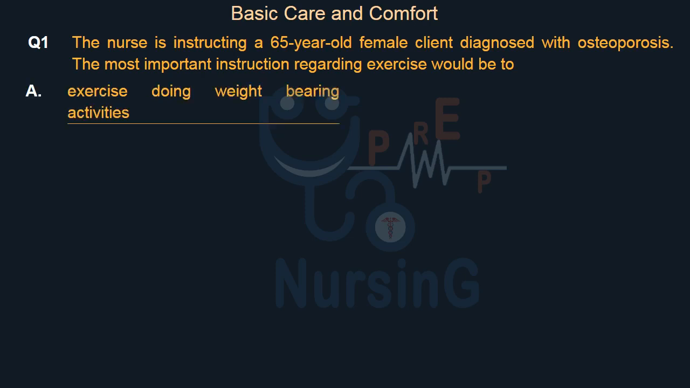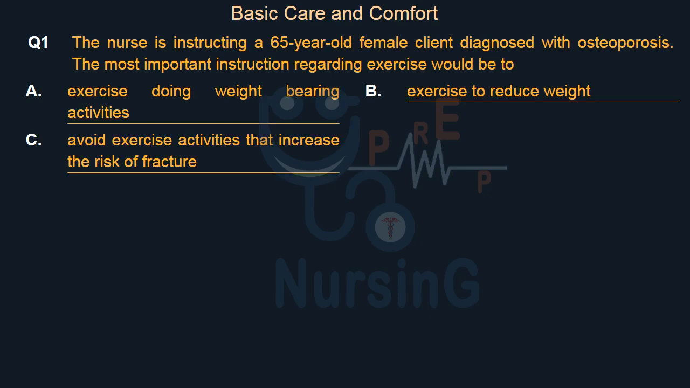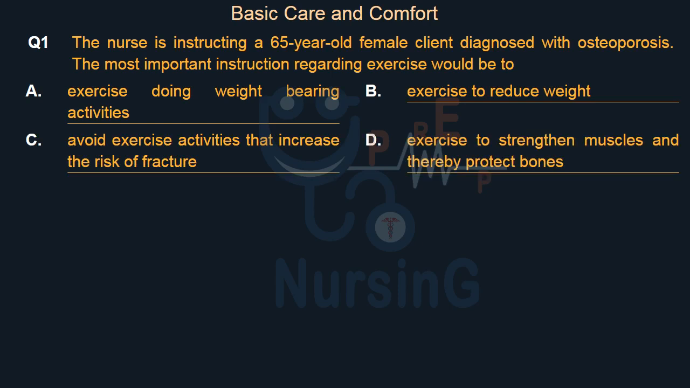Exercise doing weight-bearing activities. Option B. Exercise to reduce weight. Option C. Avoid exercise activities that increase the risk of fracture. Option D. Exercise to strengthen muscles and thereby protect bones.